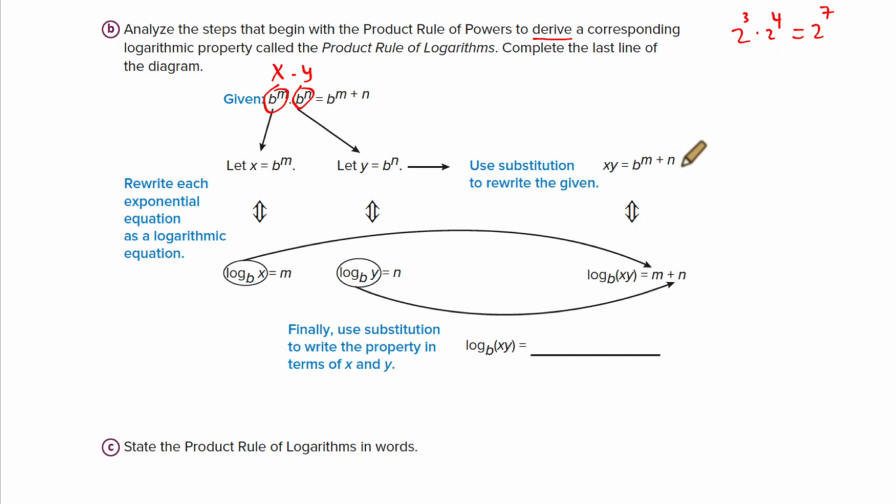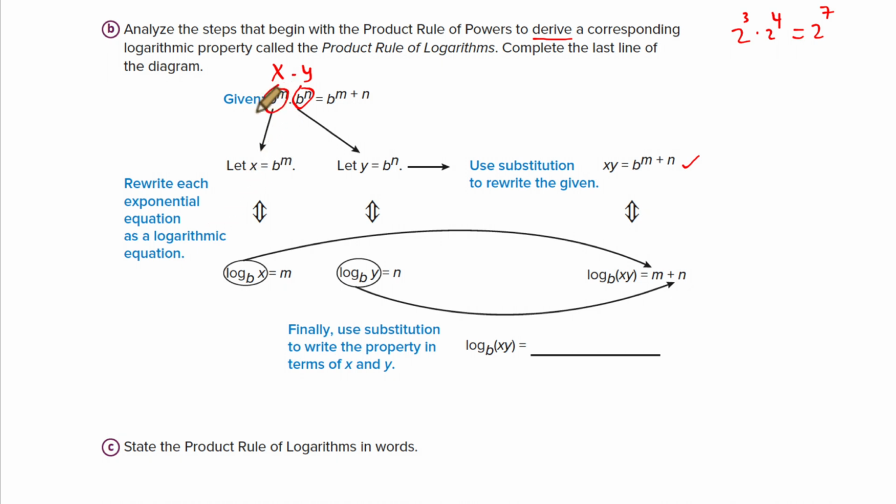By the way, that's where this comes from. We're going to look at this here in a few minutes. But look, it says xy equals b to the m plus n. We got that by just naming b to the m x and b to the n y. Now I'm going to take each x and y and rewrite it in logarithmic form here.